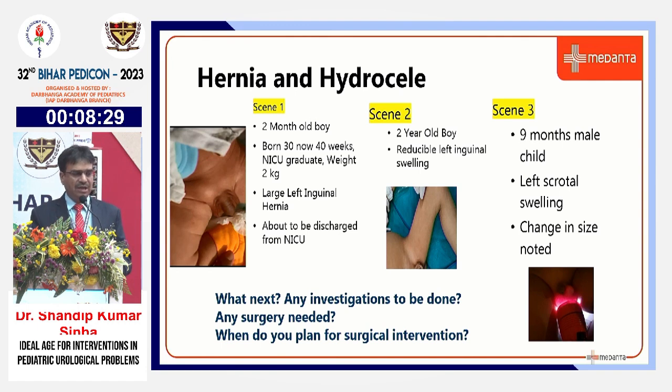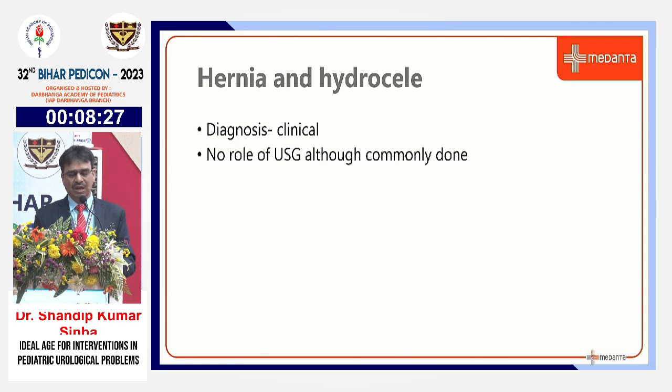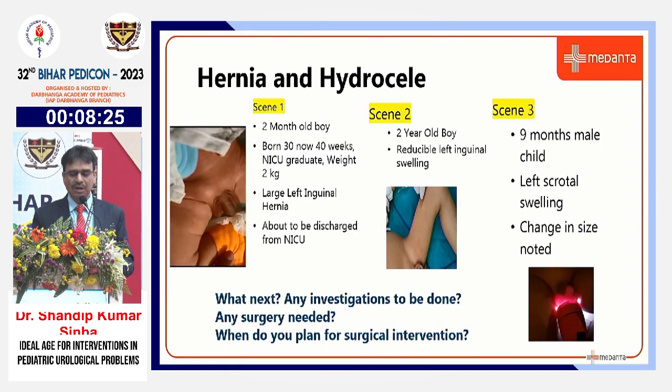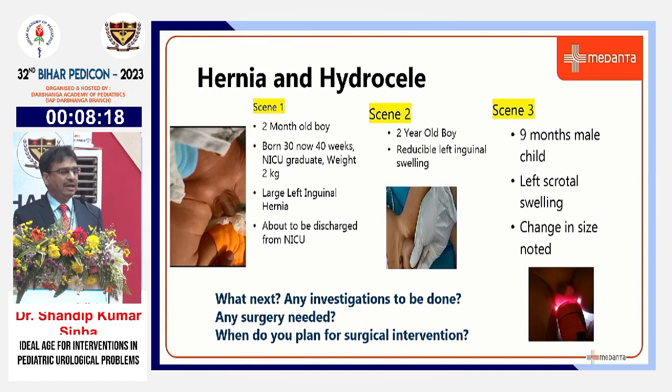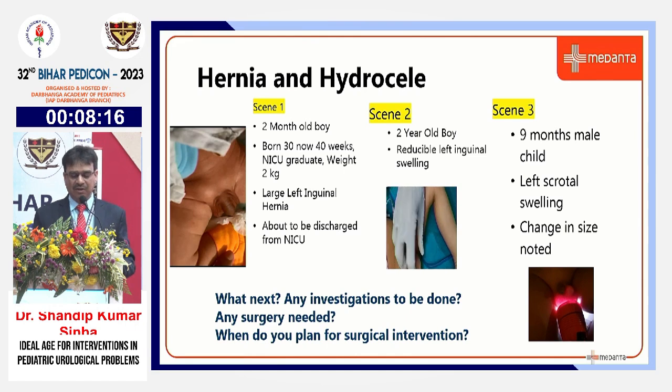What next? An investigation? The second scenario is a reducible swelling in the groin area. Obviously, if it is there, the diagnosis is hernia. And last but not least, a 9-month-old child with left scrotal swelling. You do a clinical examination, and it is a transilluminant swelling. These are three common scenarios.